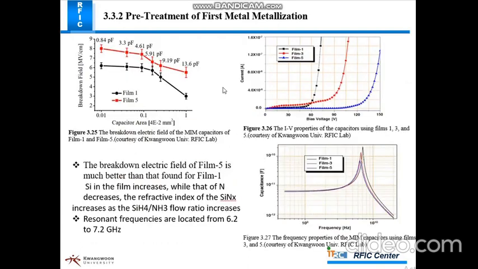So, pre-treatment of first metal metallization. In this figure we can see we use different films, and here is the breakdown field. In this case film 5, the breakdown voltage is higher, and film 1, the breakdown field is lower. So in figure 3.26, the voltage-current properties of the capacitor using films 1, 3 and 5. In the case of film 3, breakdown voltage is high and current is also high. So in figure 3.27, the frequency properties of the MIM capacitor using films 3 and 5. In this case we can see the resonant frequency around 6.2 to 7.2 gigahertz.